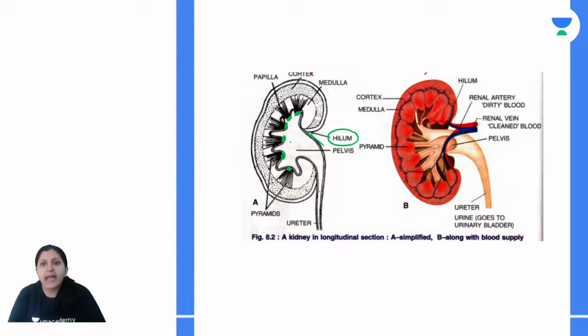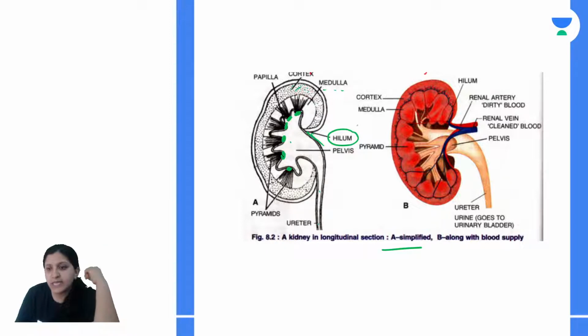Then this is the cortex region, which is giving a dotted appearance, and then there is the medulla region. This center where you find a conical pyramid is actually the medulla region. So it is the same diagram. A is a simplified diagram which you can draw easily. B1 is basically given along with the blood supply. So the renal vein comes here.